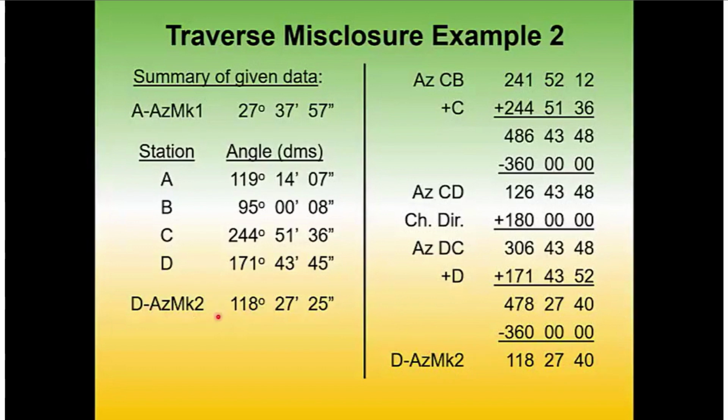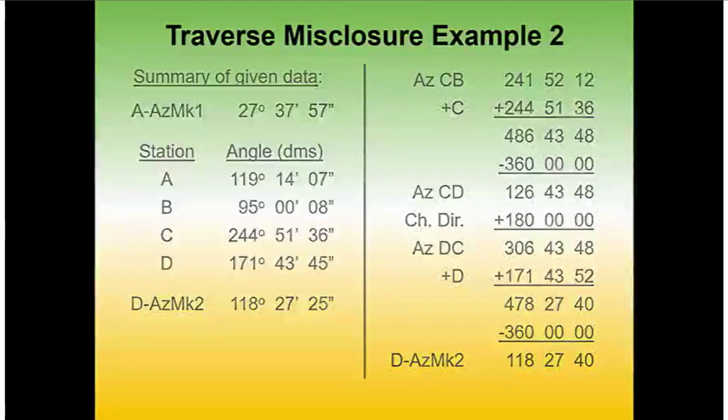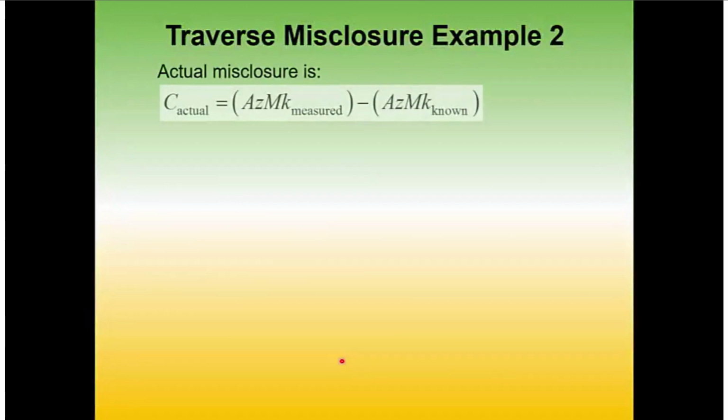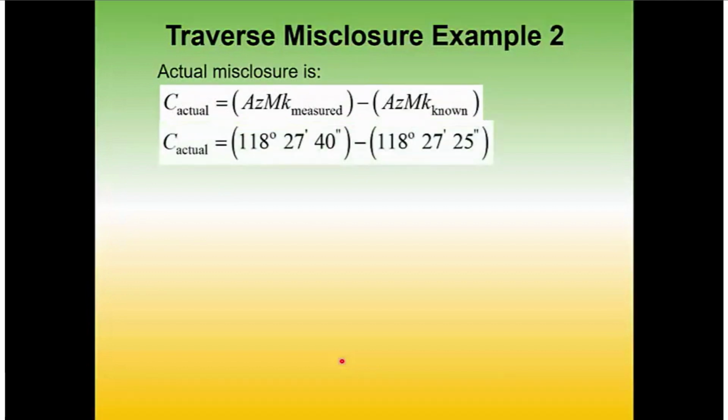What we know from a previous survey or from some given information prior to our survey, someone has established this azimuth mark to be 118, 27, 25. Well, we have 118, 27, 40, so we can see there's a disparity here. We'll find out what that is. What we need to do is just subtract the two. So the actual closure is the azimuth mark measured minus the azimuth mark known. The measured was 118 degrees, 27 minutes, and 40 seconds. The known was 118 degrees, 27 minutes, and 25 seconds. So our actual closure is 15 seconds. And that answers the first part of our problem.